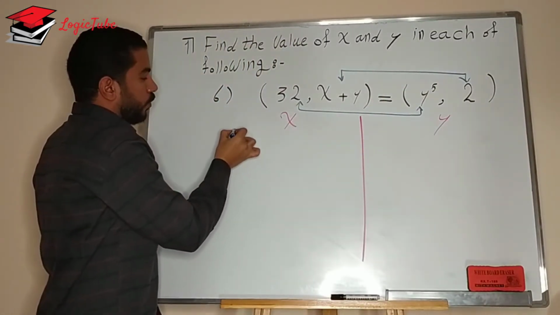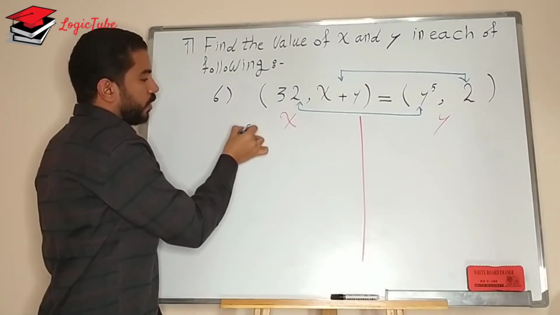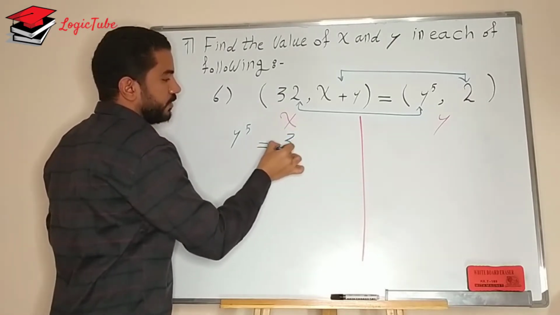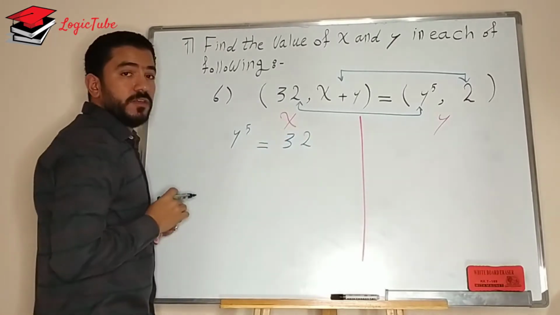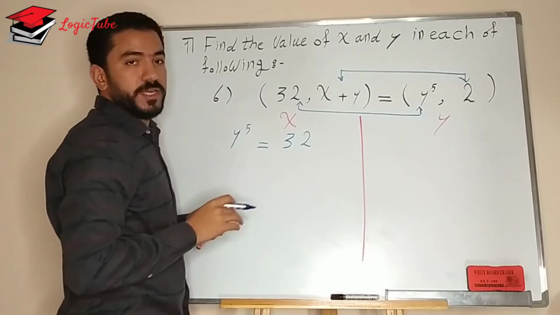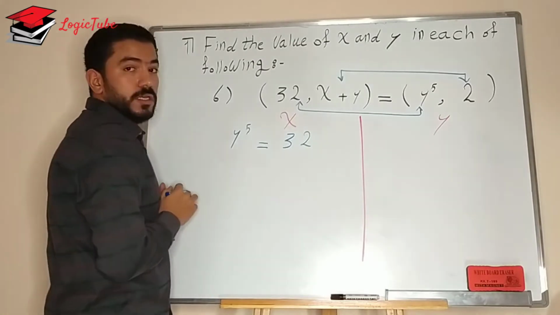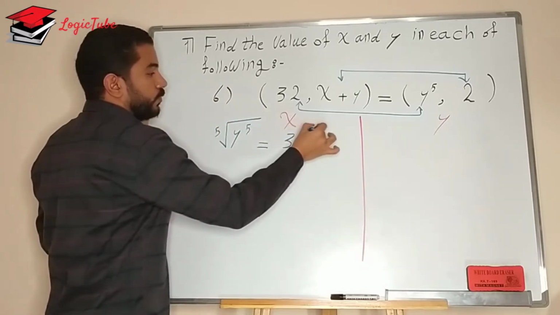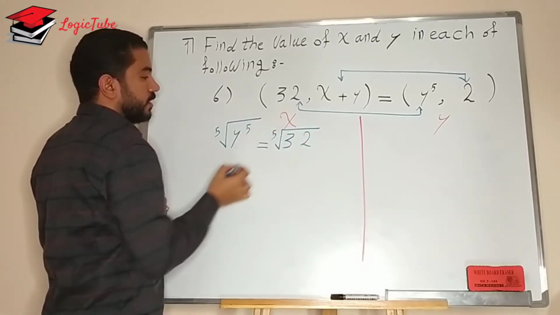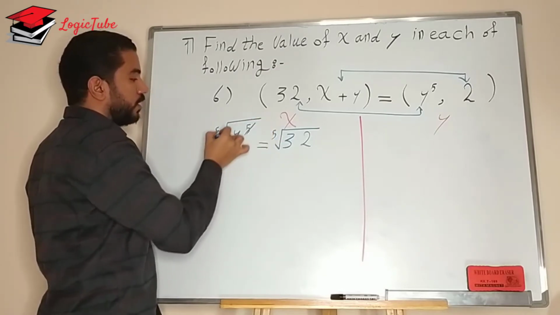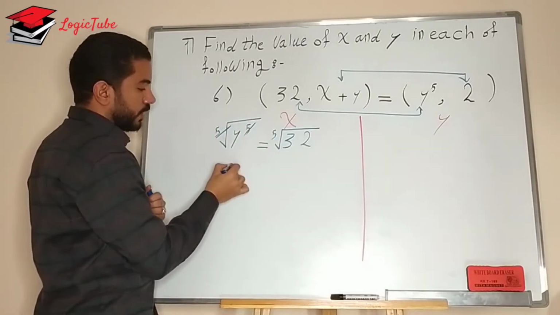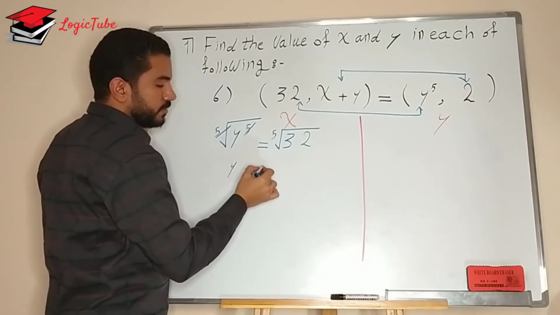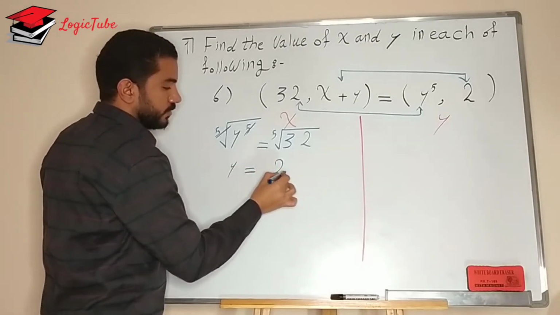So y power 5 equals 32. We can find the value of y by a lot of methods here. We can take the fifth root of both sides. We'll cancel this power by this root. The remainder is y equals the fifth root of 32, which is 2.